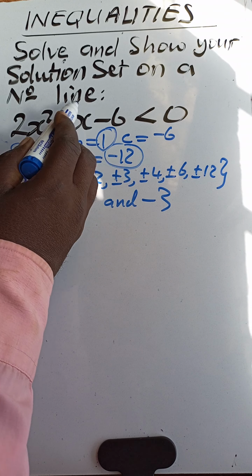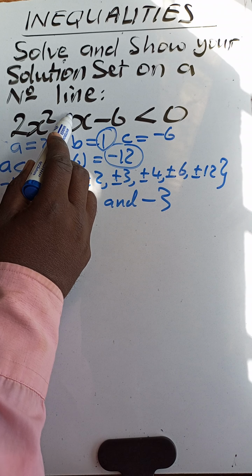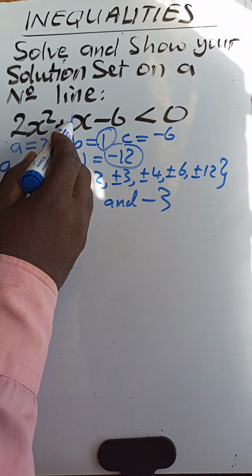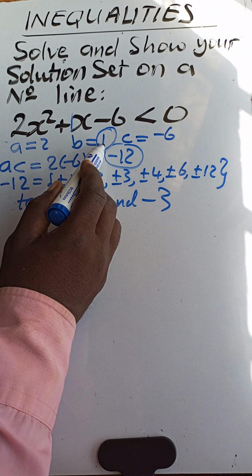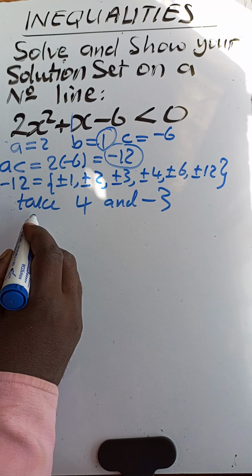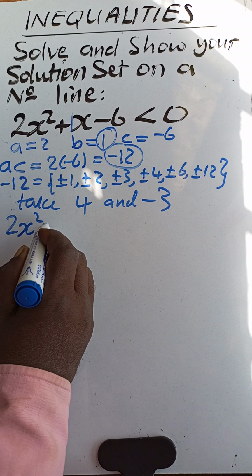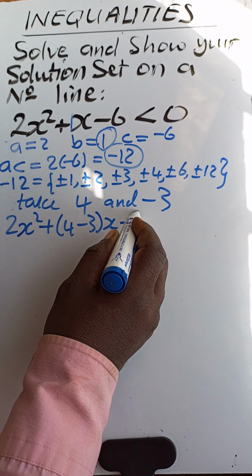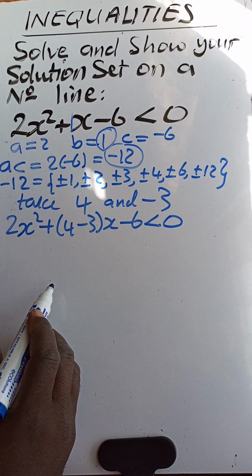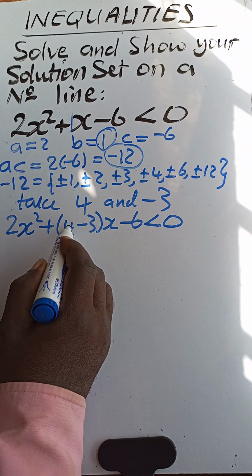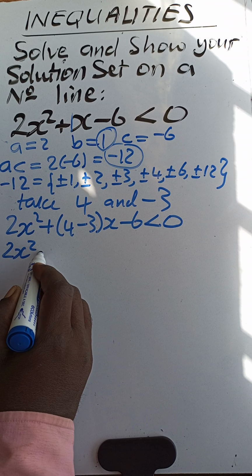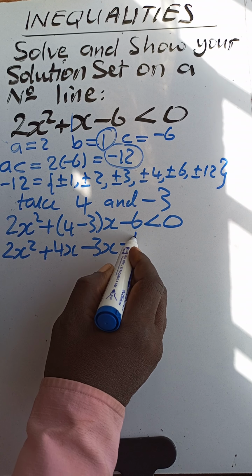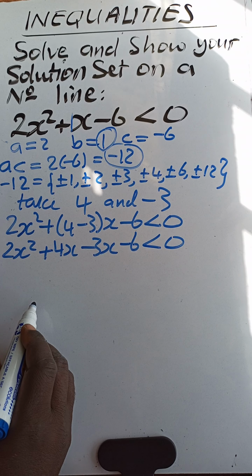And so we're going to rewrite the left-hand side, replacing this coefficient of x. Remember, if nothing is written, we know it is 1. There's a 1 hiding there. So we'll replace this 1 with 4 and negative 3. And so we'll have 2x squared plus (4 minus 3)x minus 6 less than 0. Now we open out this bracket. We have 2x squared plus 4x minus 3x minus 6 less than 0.